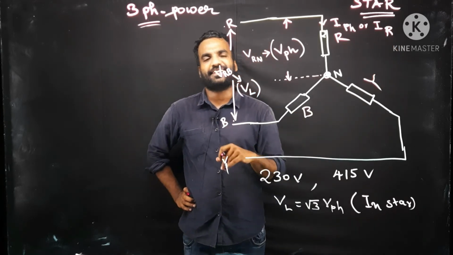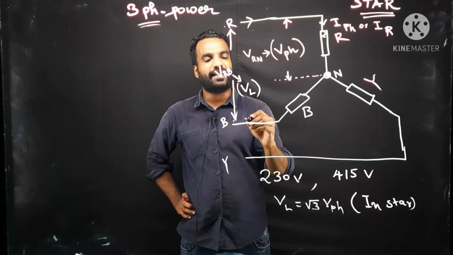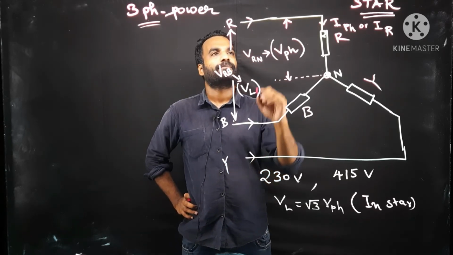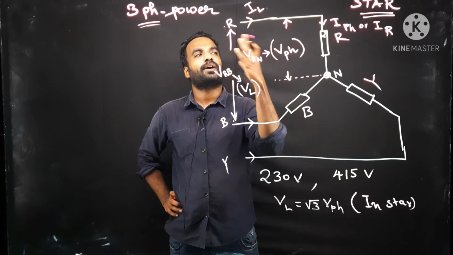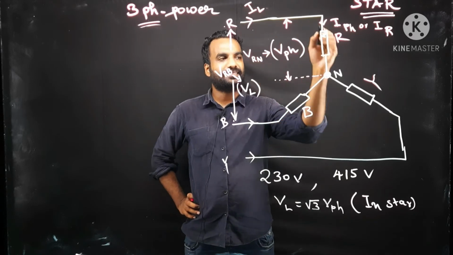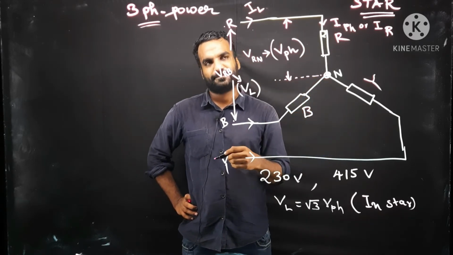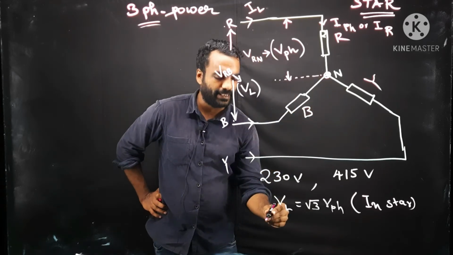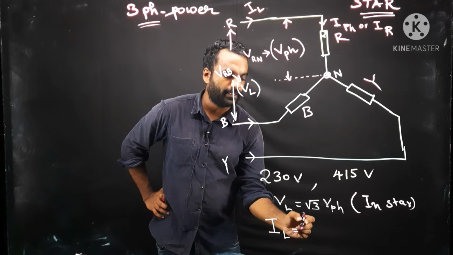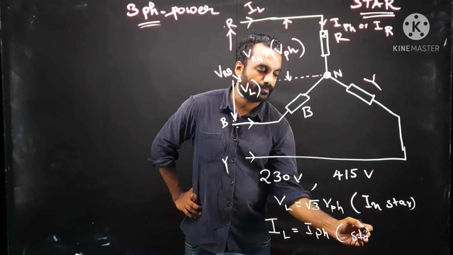But where is the line current? That is also the same. These are the three lines here. I line is also IR, because this is just a series connection. Three series connections are there. So line current and phase current will be the same. I line is equal to I phase in star connection.